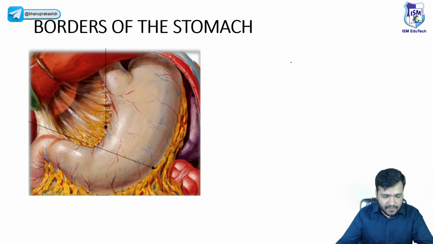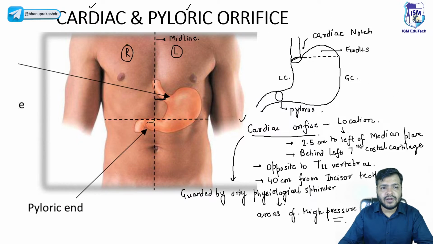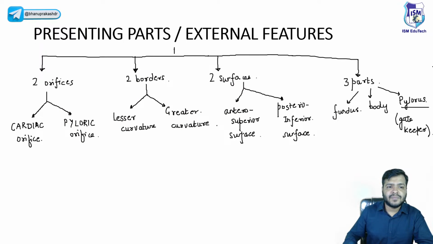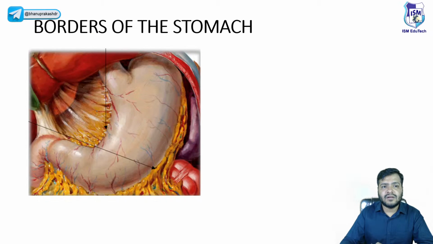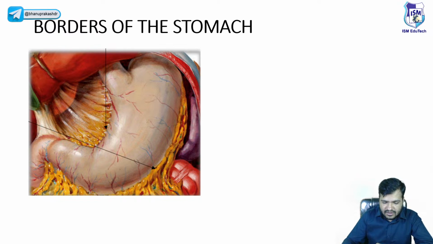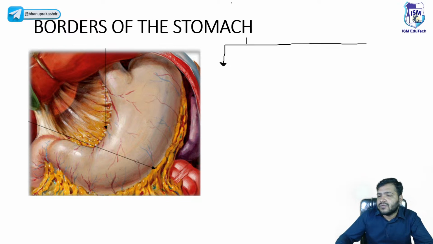Now, beta, starting with the borders of the stomach. We have already finished the orifices, the cardiac and the pyloric orifice. Now, coming on to the borders of the stomach, we actually have two borders of the stomach, so let us discuss this. Again, we'll draw a flowchart. Again, I'm telling you to write the notes the way I am writing. Flowcharts will help you to memorize more.